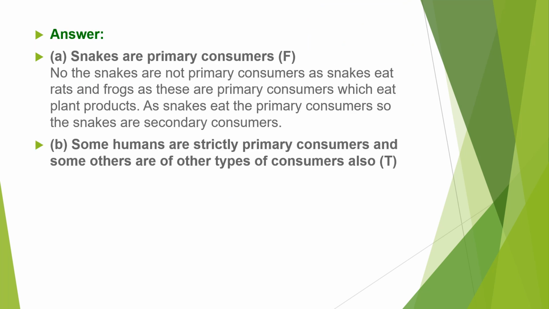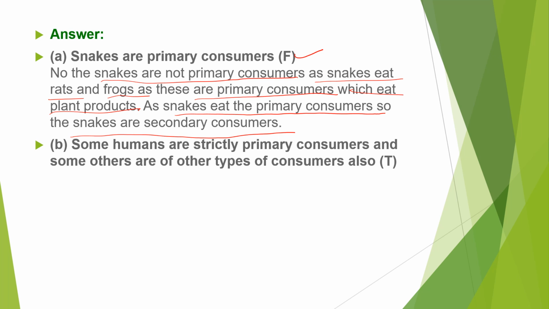So the first one, snakes are primary consumers. That is false. No, snakes are not primary consumers, as snakes eat rats and frogs, and these are primary consumers which eat plant products. So the snakes are eating primary consumers. So the snakes are secondary consumers.